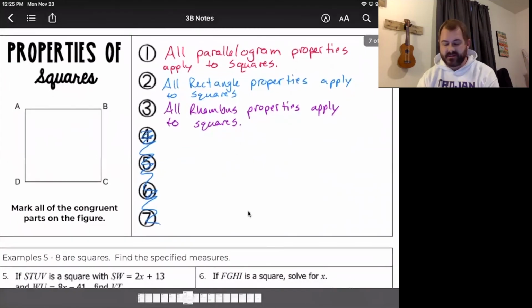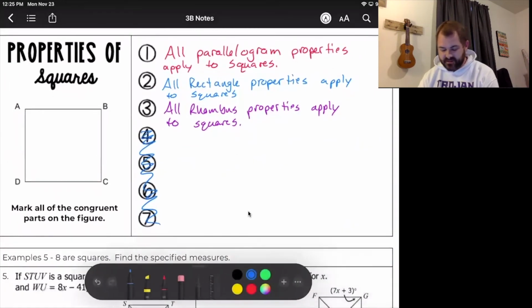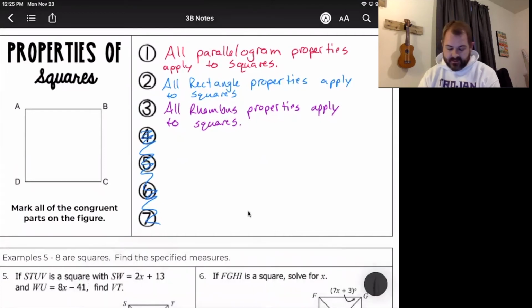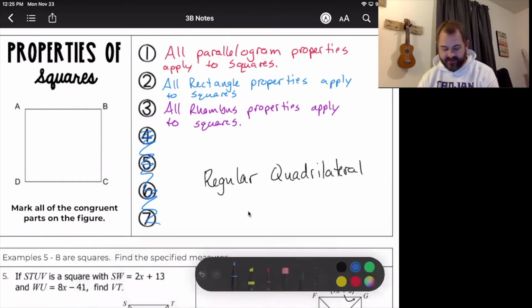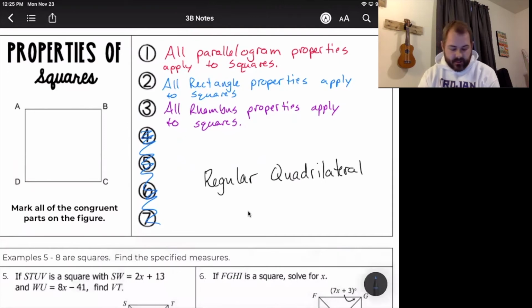For a square, since it has all of these unique properties, we really get that this is a regular quadrilateral. It is equiangular and equilateral, which makes it a regular polygon. So we have these unique characteristics. We have 4 right angles, 4 congruent and parallel sides.